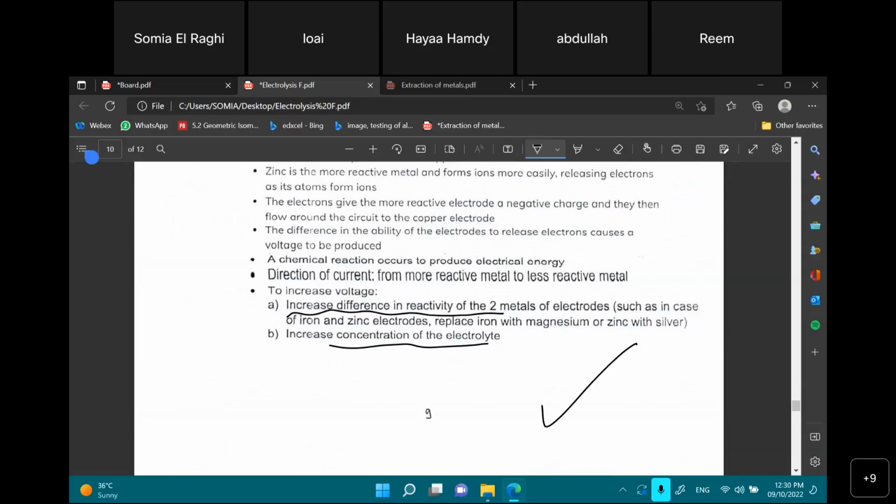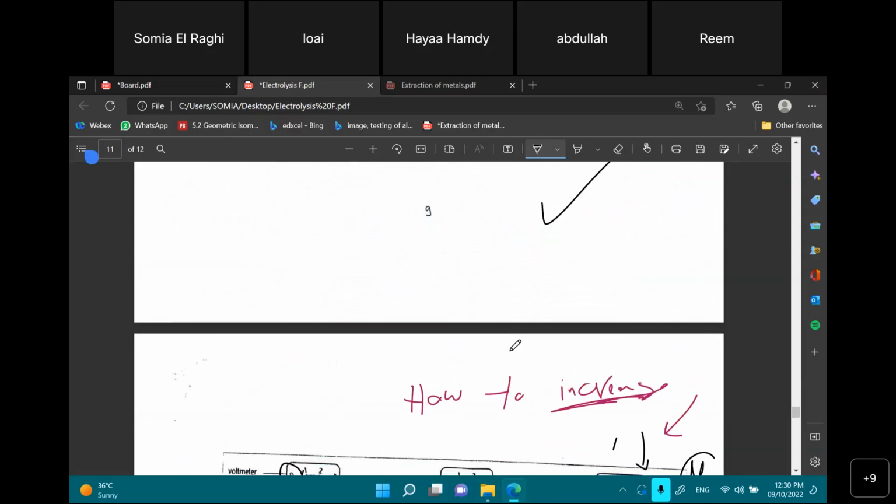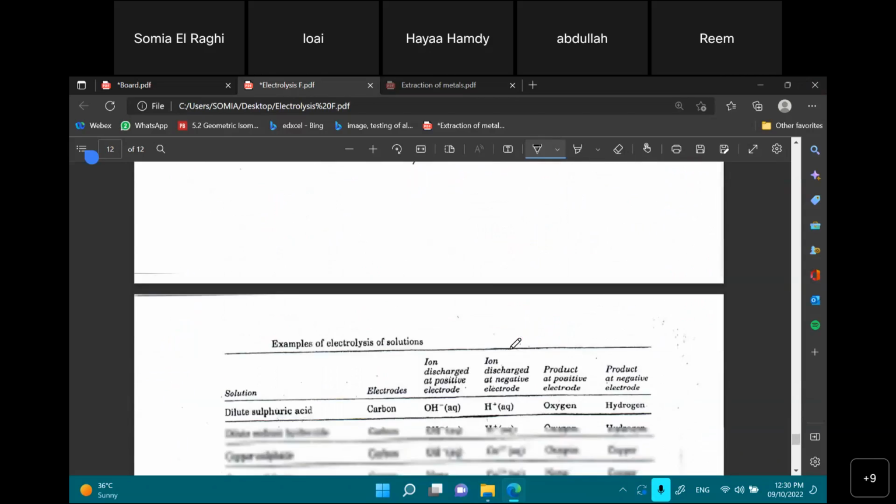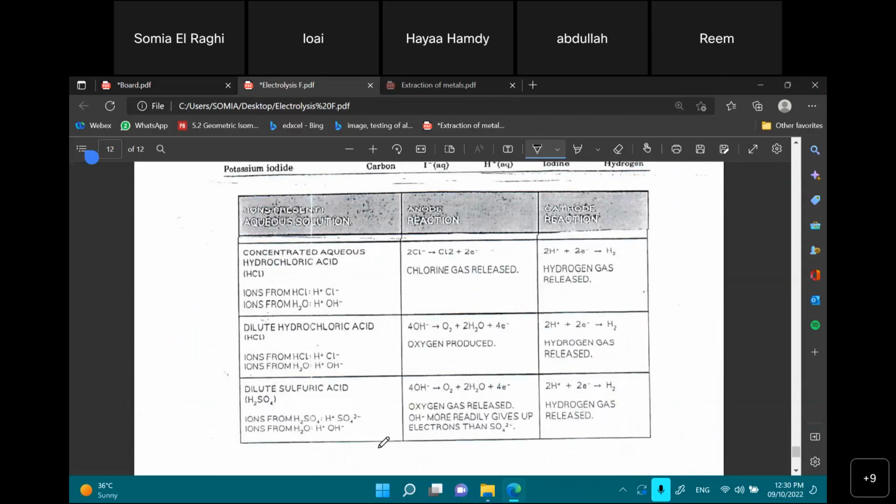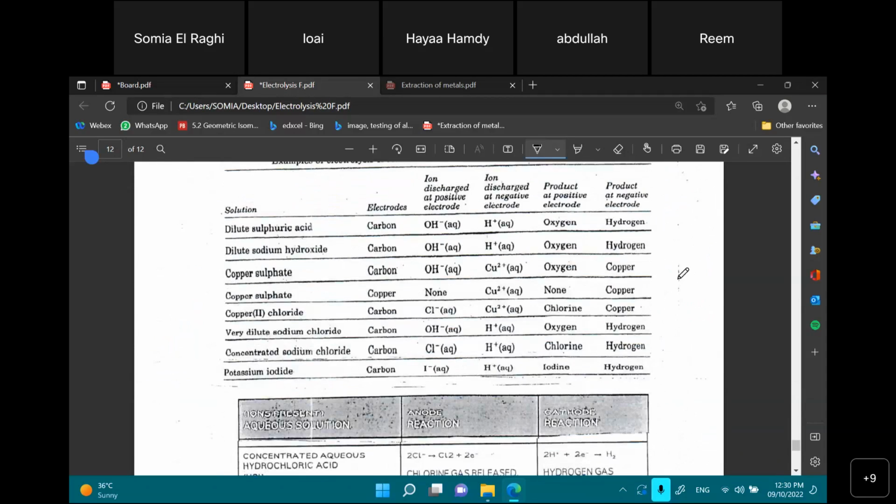There is no excuse to say I didn't study, I didn't understand. Okay, I already recorded this class. I will send the recording to your group, but please study. Next time, inshallah, we'll solve homework. I have here at the end some ions. We will see this example of electrolytes in our past paper questions. Just read it. If we have time, inshallah, next time we may do this part.